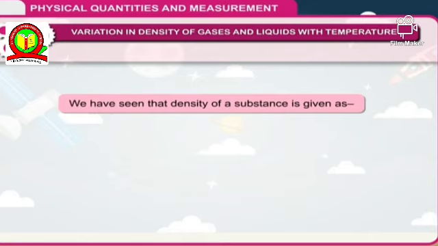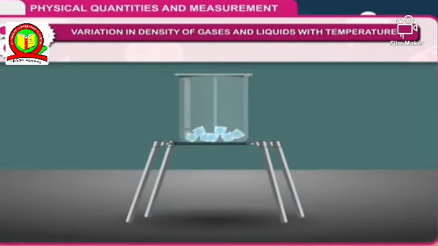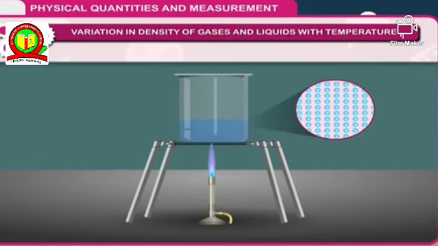We have seen that density of a substance is given as density is equal to mass upon volume. When temperature changes, mass of the object remains constant. But if the volume of the substance changes, the density of the substance also changes. Generally, with the increase in temperature, volume of a substance also increases. This is because when a body is heated, the molecules gain energy and they start vibrating more vigorously. The distance between the molecules increases.